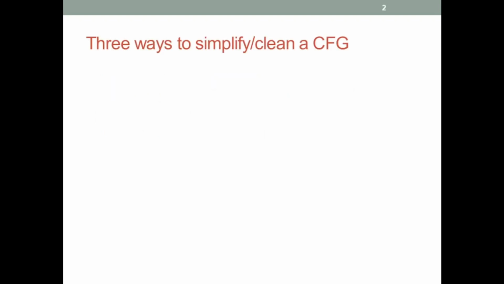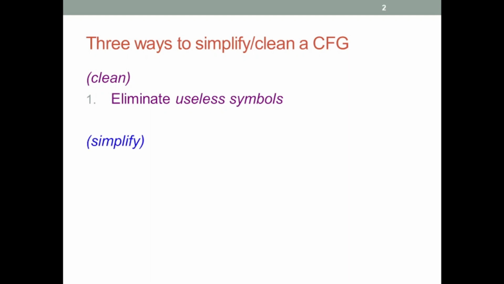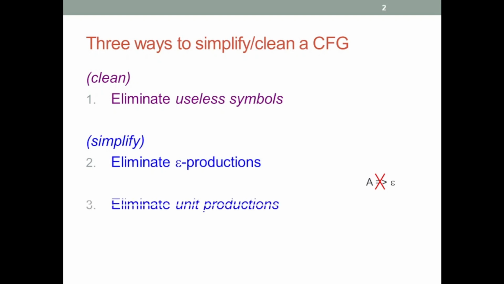Now there are three ways to simplify or clean a CFG. The first step is cleaning, which contains eliminating useless symbols. Next, to simplify the CFG, you eliminate epsilon productions, or you can say null productions. The third step is eliminating the unit productions.